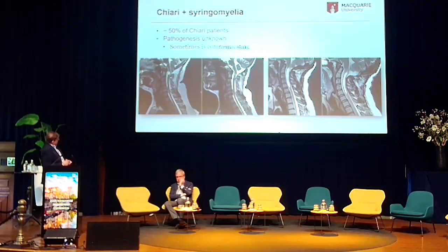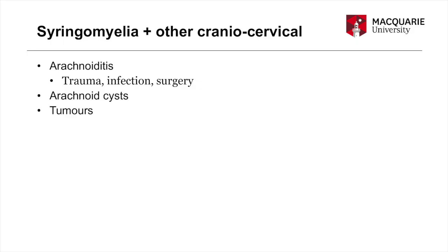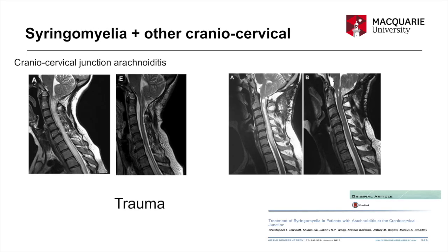So just with posterior fossa decompression, resecting that membrane, sometimes we have to put in a shunt from the fourth ventricle into the spinal subarachnoid space just to keep that foramen open and keep that CSF flow coming out of the fourth ventricle. It's not just Chiari; arachnoiditis and other things can cause syringomyelia associated with those conditions.